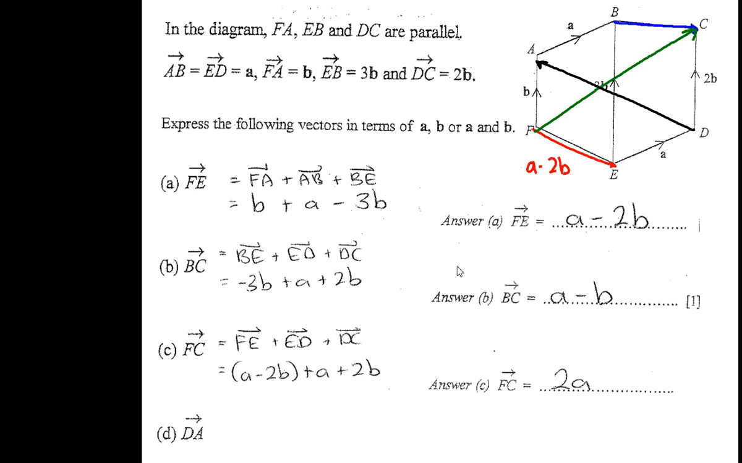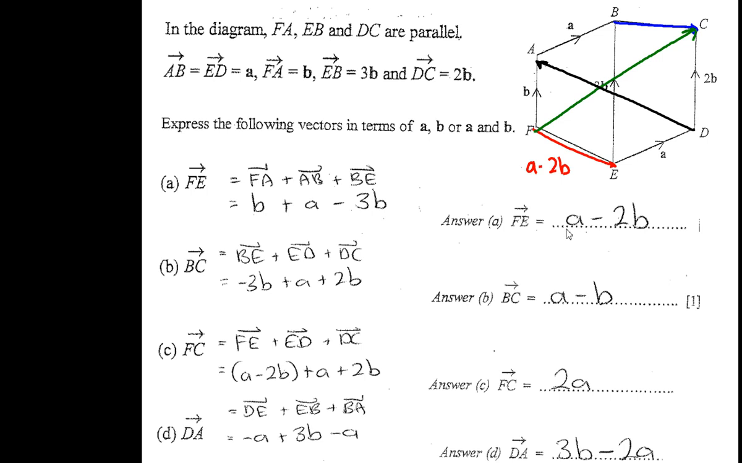And then DA, we might need to use something else that we've used already as well. Let's see. D to A, which way could we go? We could go here, here, and here. Alternatively, we could go here, here, and here, because they're all labeled as well. And so on. We could go here, here, here. So DA, what did I choose to do? I chose to do DE plus EB plus BA, just in case I got that one wrong. I thought it's safer to go with one that's already labeled by the question. So I did DE plus EB plus BA. So DE is going against the arrow, so it's minus A plus 3B minus A.